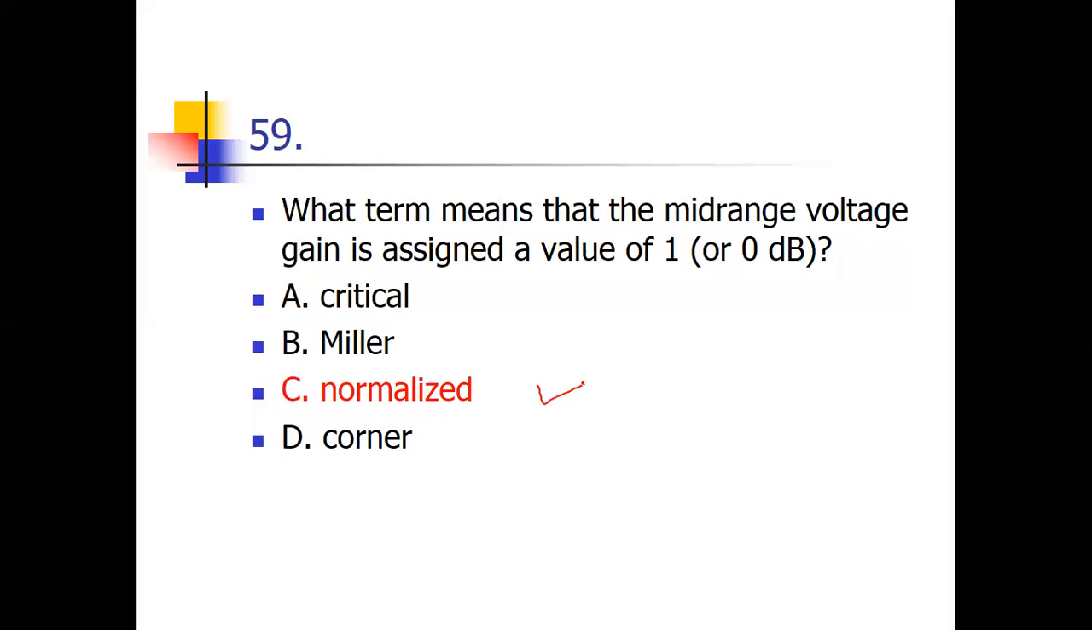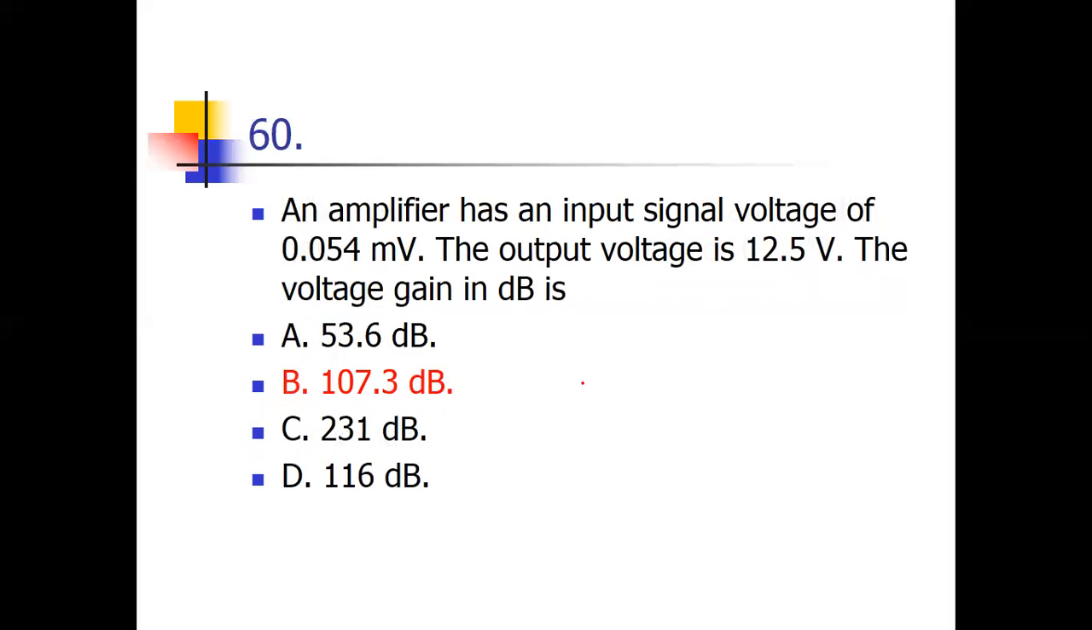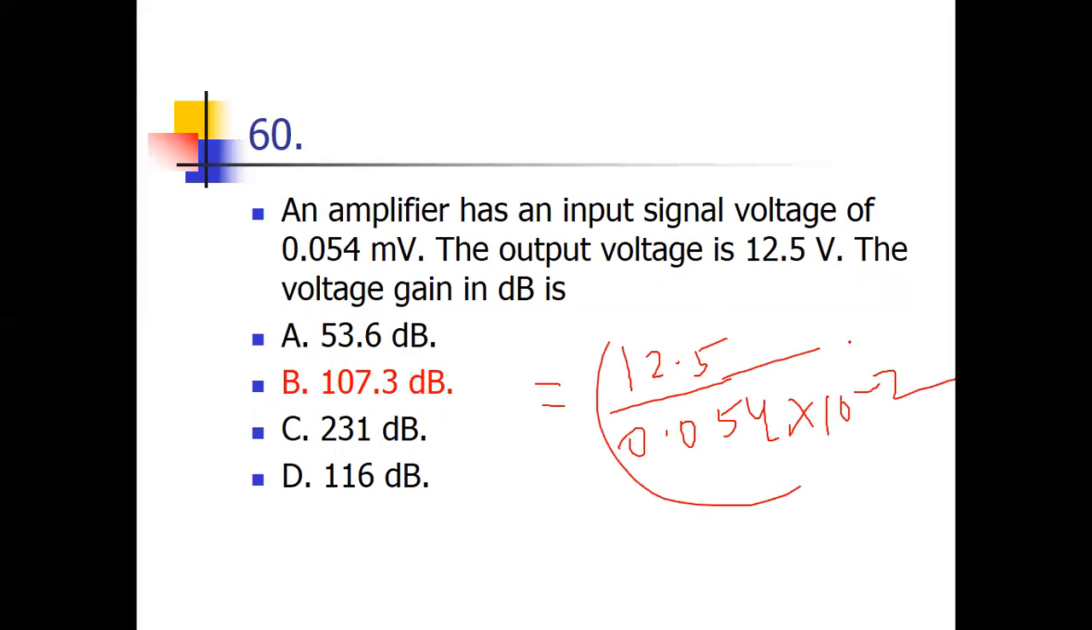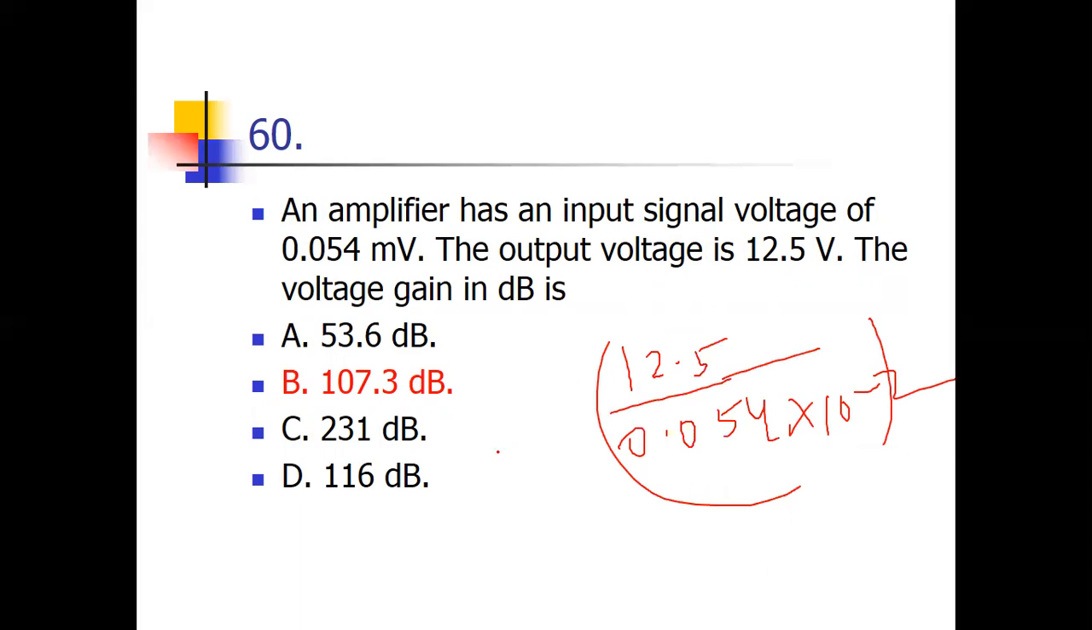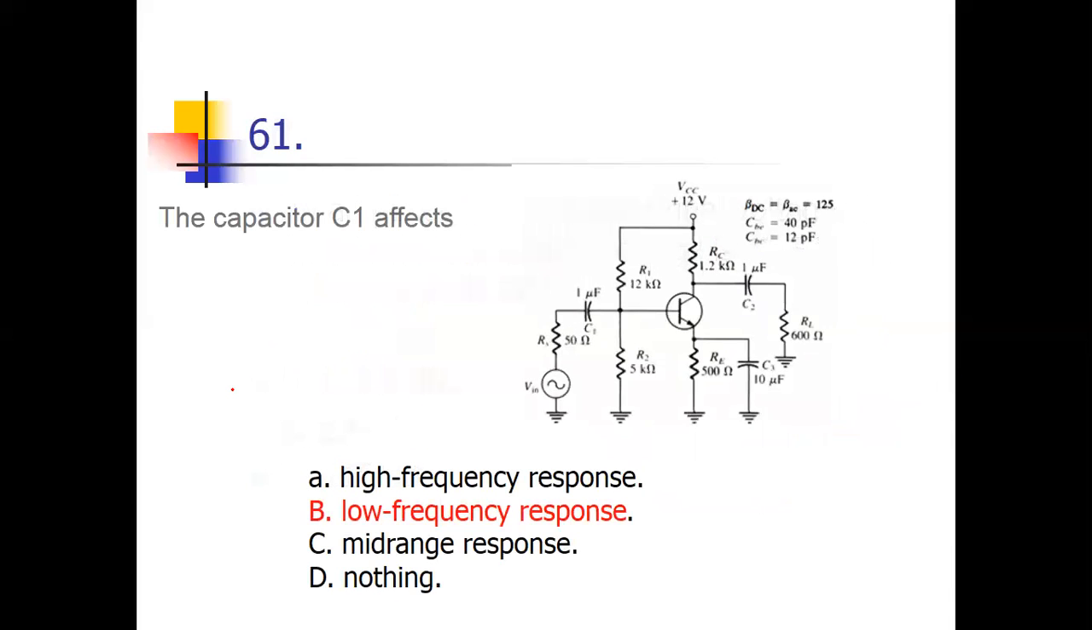What value is assigned to the gain of 1 or 0 in dB? That is, we take the normalized value for the dB. An amplifier has an input signal of 0.054 millivolt and an output of 12.5 volts. The voltage gain is output by input, means 12.5 divided by 0.054 millivolt. But it is not enough. After this, you have to take 20 log base 10. When you solve this, you will get 107.3 dB.